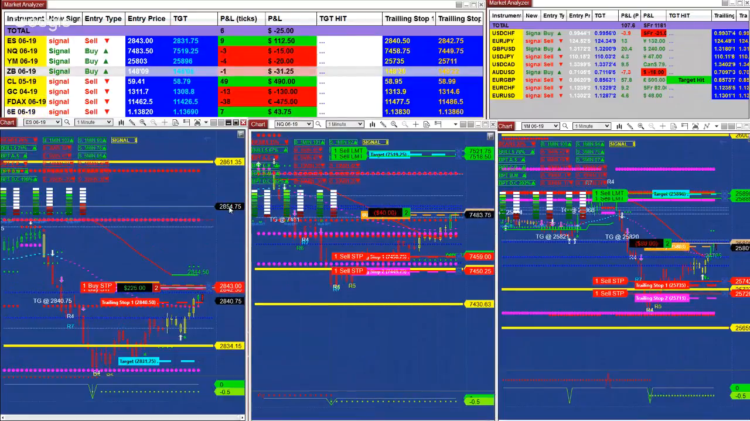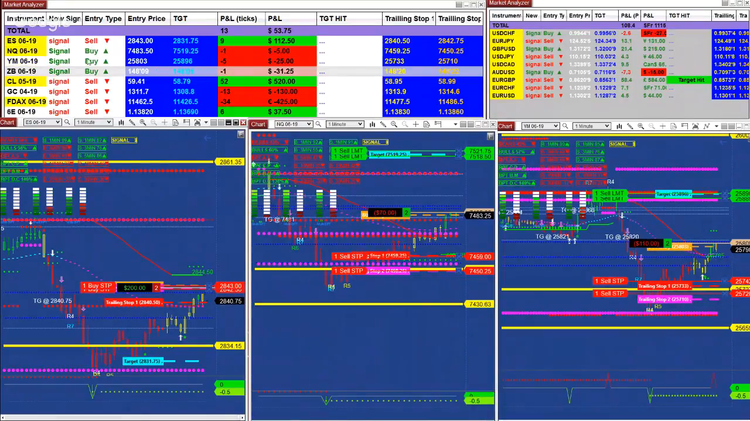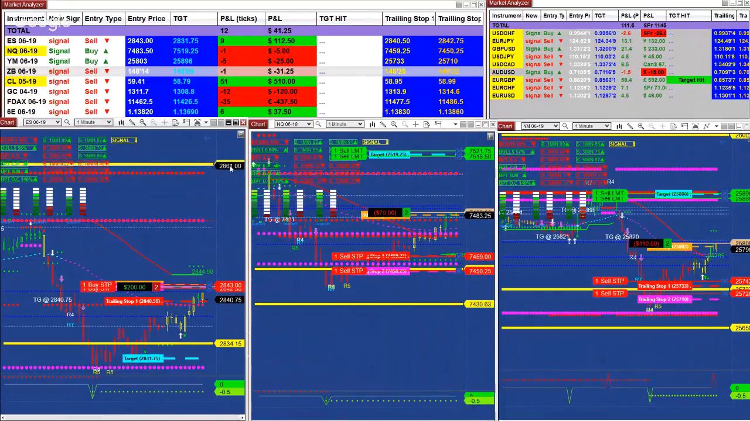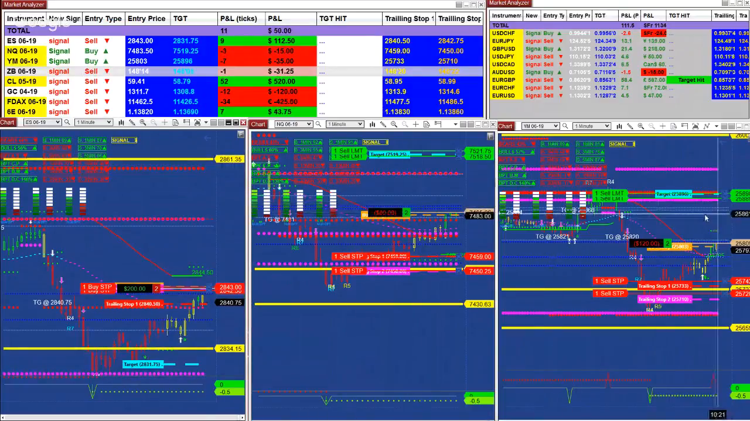So if the ES is not going to have a buy signal, most likely those two are going to fail. So wait on the ES to give us a buy signal. If it doesn't, that means those are not valid. We can look at the market analyzer. We're still on the sell signal on the ES, buy signal on the Nasdaq, and a buy signal on the YM. The auto trade took those trades.